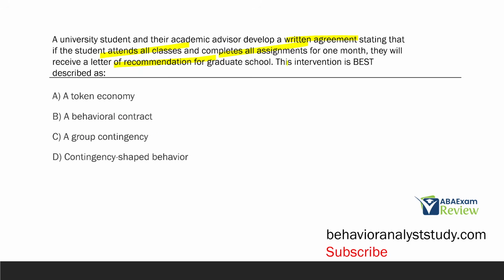A group contingency? It doesn't appear anybody else is involved, just the advisor and the student. And contingency-shaped behavior? This is actually rule-shaped or rule-governed behavior, I should say. Why? Well, the written agreement, not the contingency, but the stipulations, are the rules. Receiving that recommendation will then be the reinforcement for the student, and that'll be contingent, right? But here, the student is following the rules. Attend classes, complete assignments, you get a recommendation. Therefore, the intervention is best described as a behavioral contract.